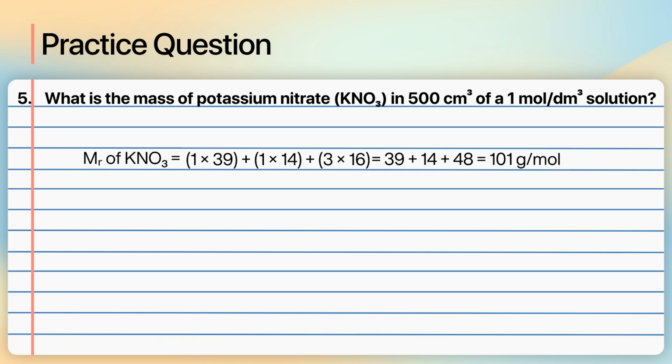Then, remembering from our previous lessons, we know that we can work out the mass in grams by multiplying the number of moles by the molar mass. Putting the values in, this tells us the mass of potassium nitrate is 0.5 moles multiplied by 101 grams per mole, which gives us a final answer of 50.5 grams. These examples illustrate how to use the relationships between concentration, volume, moles, and mass to solve typical GCSE chemistry problems.